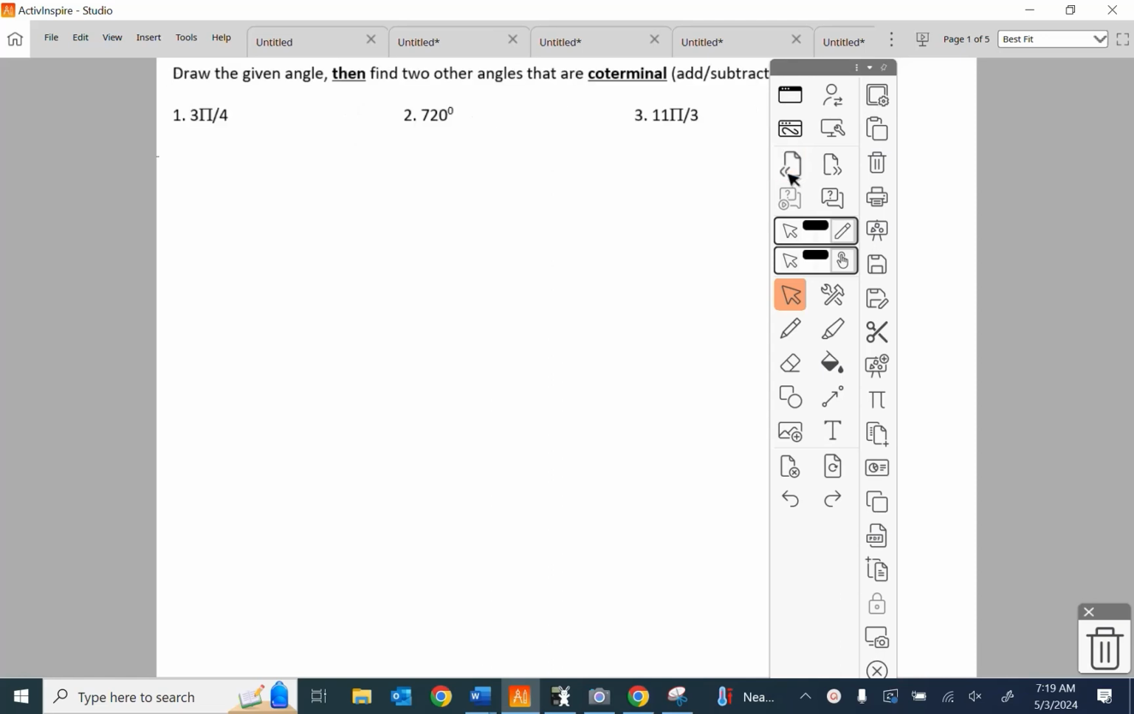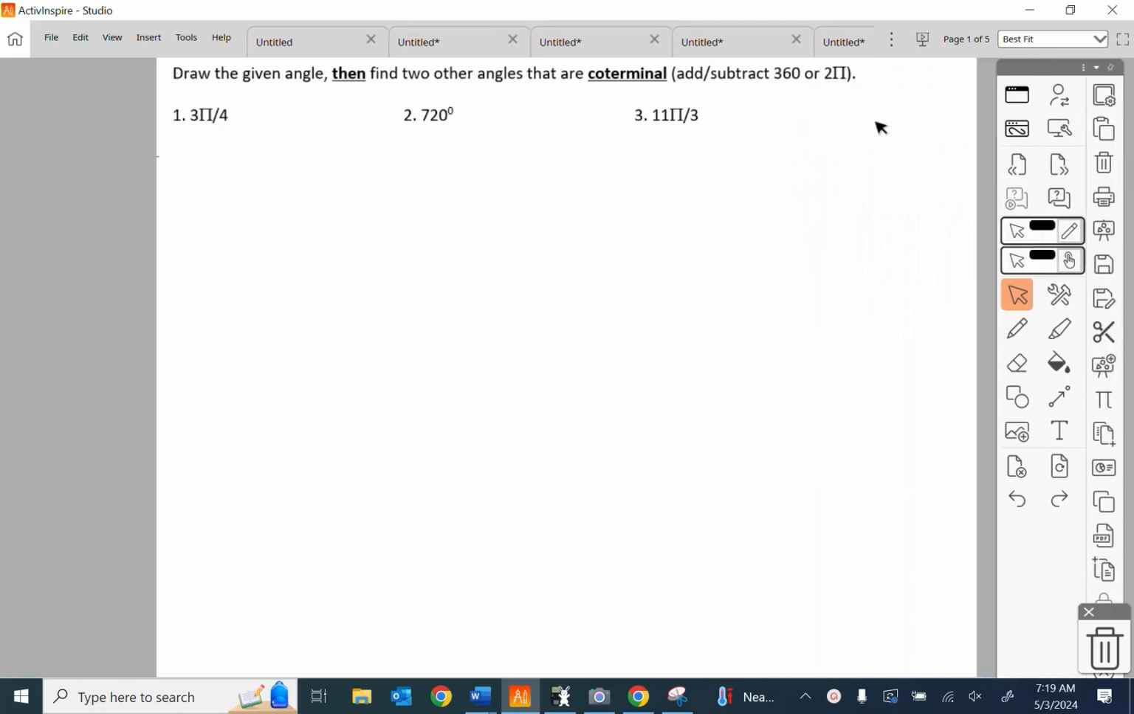So this is the 13-3 trig ratios of any angle homework. Hopefully it's not a problem.